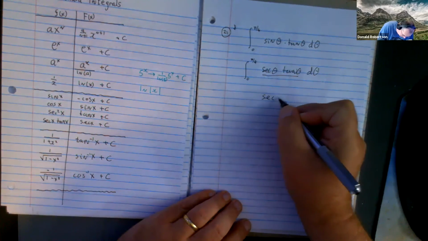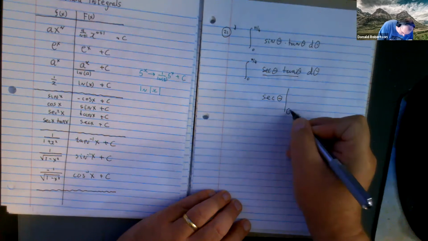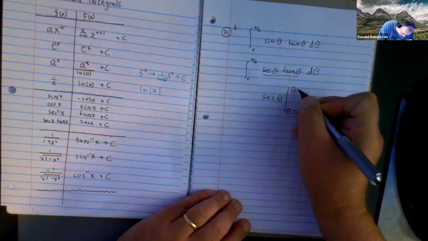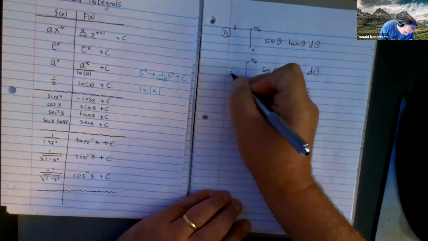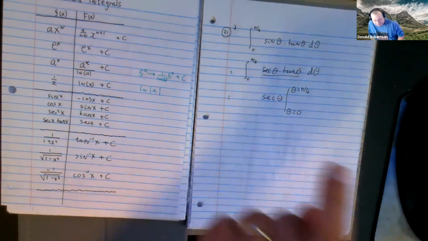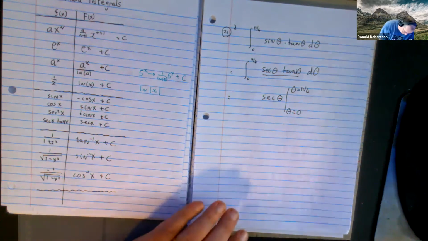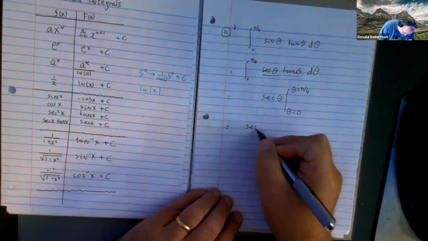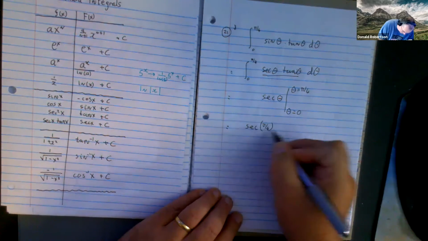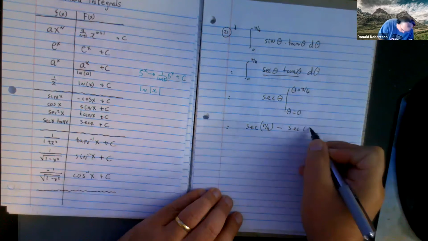Secant. We're going to do the secant of theta evaluated at theta equals 0 and theta equals pi upon 4. So now you have the problem of getting exact values. You're not allowed to plug things into calculators and tell me the answer is 0.707 or 1.414 or various other interesting decimals like that. We need to get exact values. So essentially, we are going to have to figure out what the secant of pi upon 4 is, take away what the secant of 0 is.